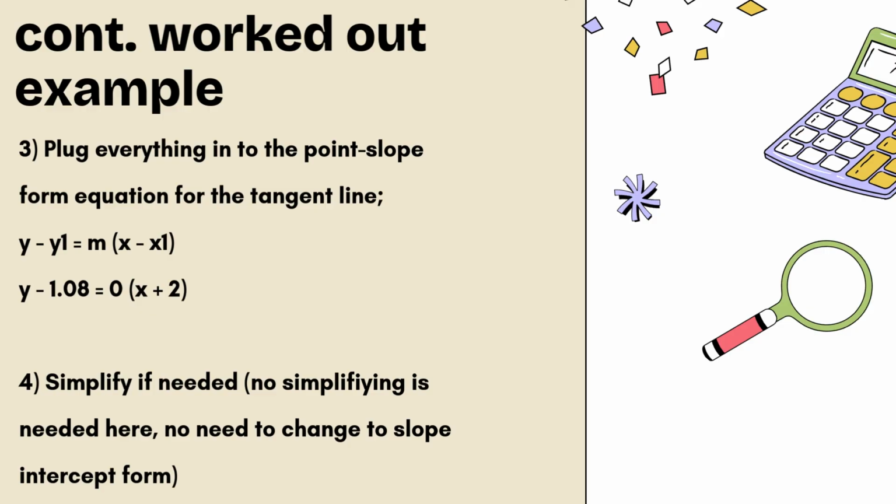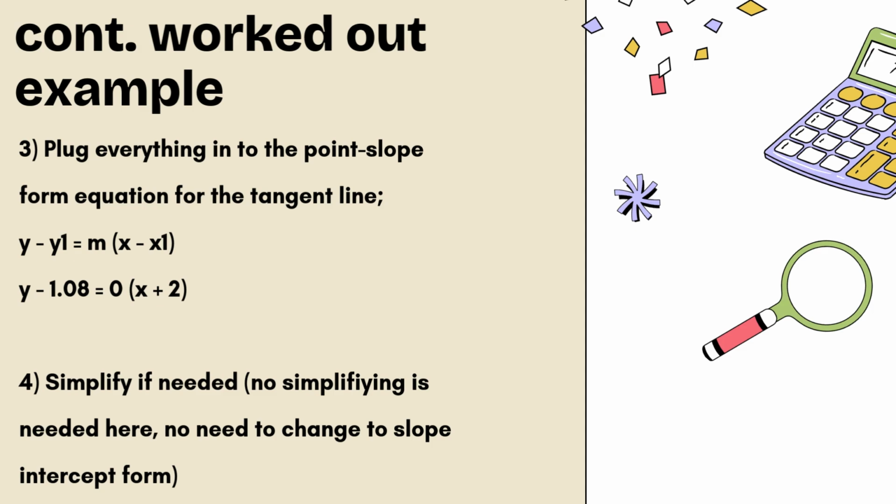So again, we just plug in the y value from our point, which is y minus 1.08, is equal to the slope of the tangent line, which we found to be 0, times x plus the x value, which is 2. I mean, the x value was -2, but here, since it's minus minus, it becomes a plus, so it's x plus 2.